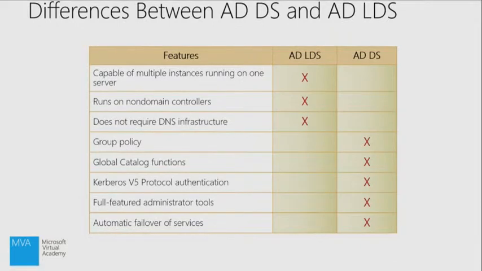However, Active Directory Domain Services allows for additional functionality. It's not within the directory itself necessarily, but it is additional functionality. Group policy, global catalogs, Kerberos v5 authentication, full-featured administrator tools. We've already seen LDS has its own disparate set of tools, a number of different tools for managing different aspects, and automatic failover of services in case of a failure.